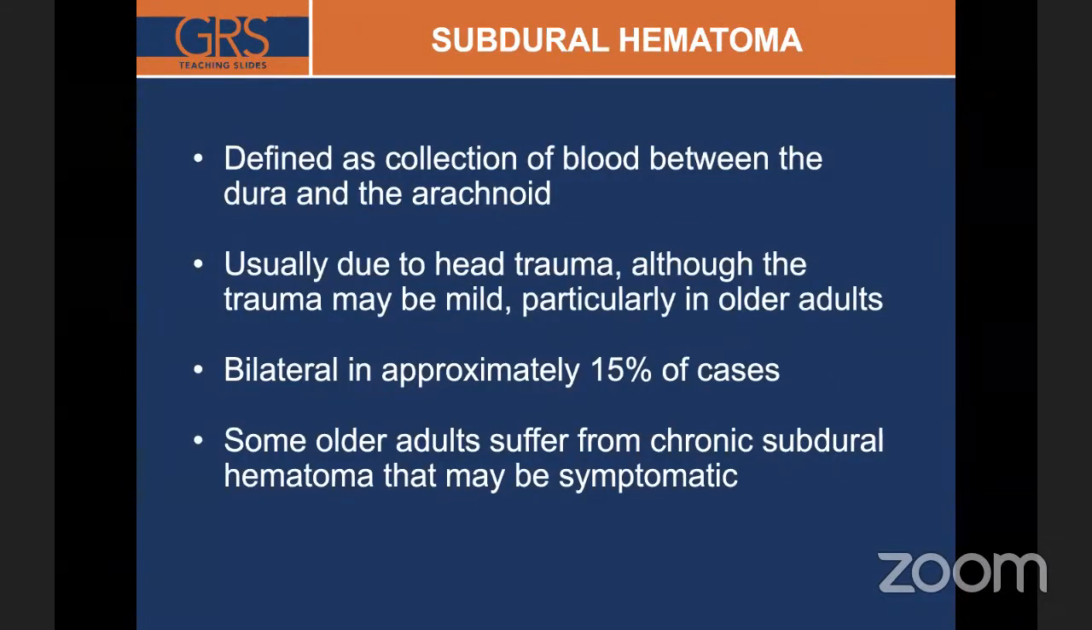Subdural hematoma is defined as a collection of blood between the dura and the arachnoid, usually due to head trauma. Usually the trauma might be mild, particularly in older adults. It is bilateral in approximately 15% of cases. Some older adults suffer from chronic subdural hematoma that may be symptomatic.